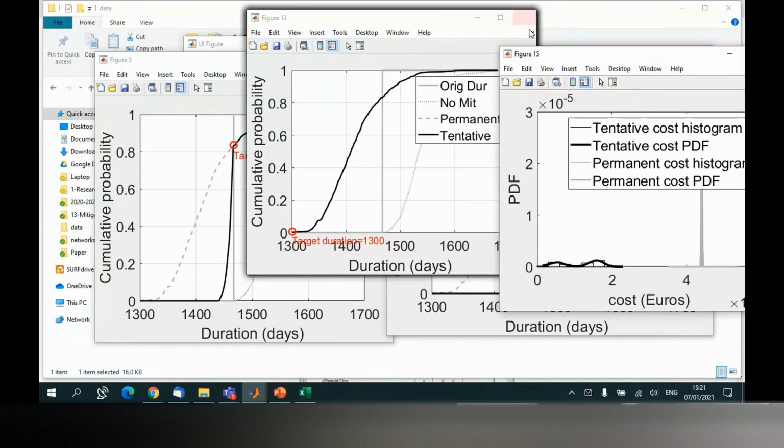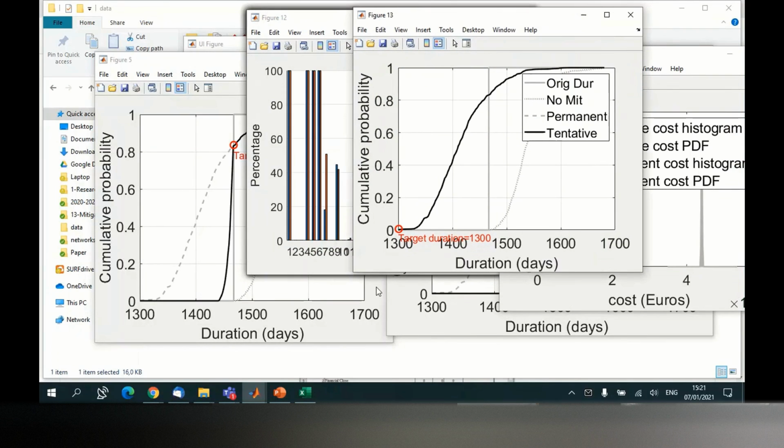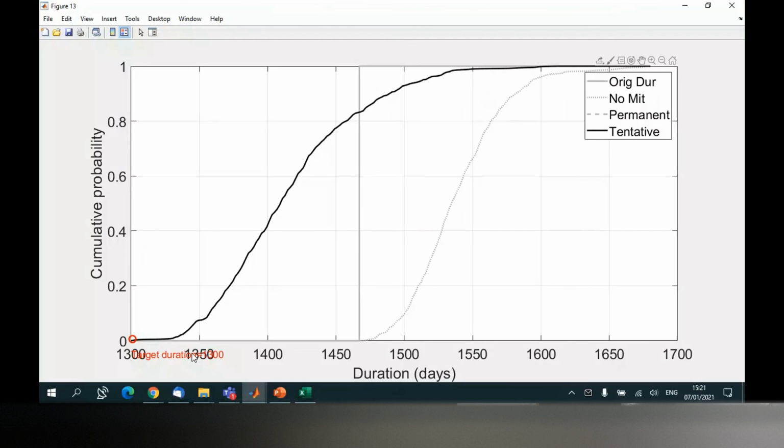Okay, so where is it? It's here. Okay, so this is what we are optimizing for, 1,300. We are getting two curves that are overlapping, right? So we cannot do better than this. So with optimization, it's still 0% because we don't have enough mitigation measures to increase this probability.